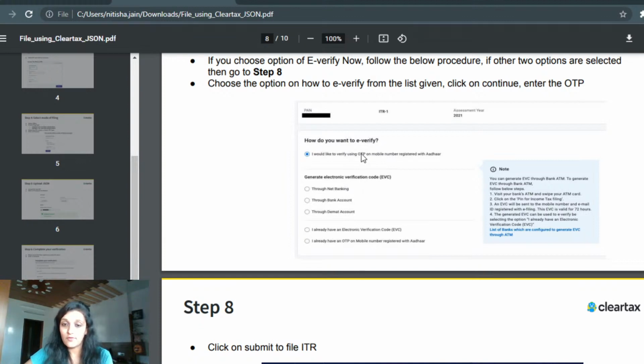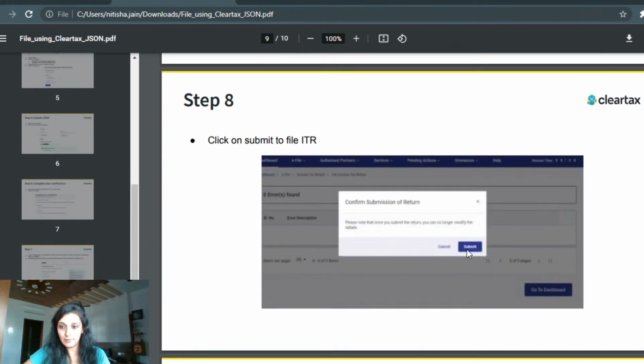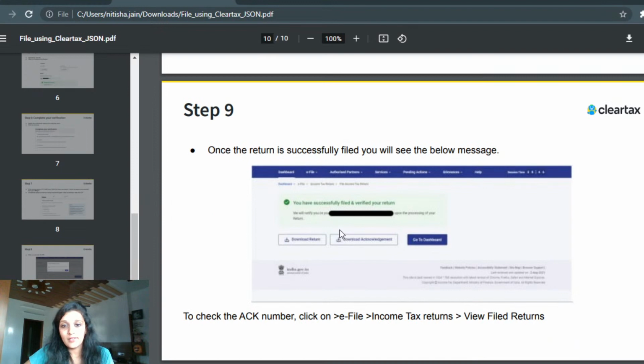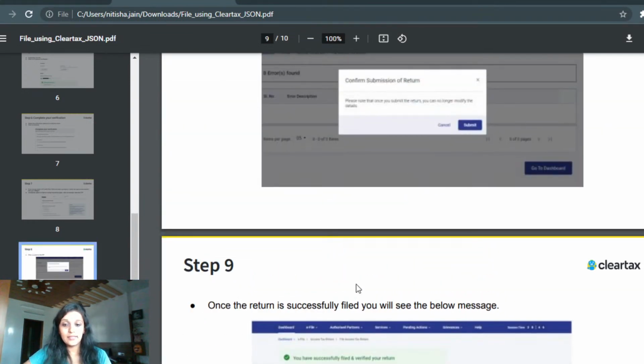Likewise, you can proceed. If you select Aadhaar OTP, your OTP will be generated on your mobile phone. You have to enter that OTP and click on the submit button. Once you click submit, you will see that your return has been successfully filed and verified also. You can download the acknowledgement over here and also download your ITR. This is how you can upload your JSON file and complete your download process over here.